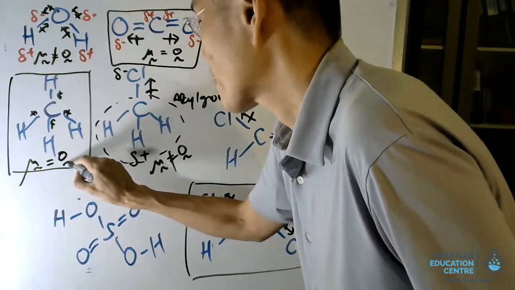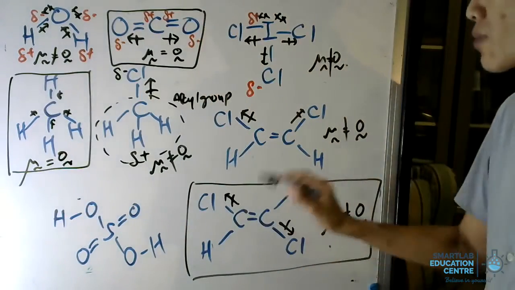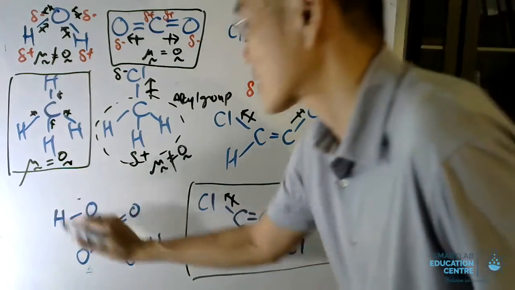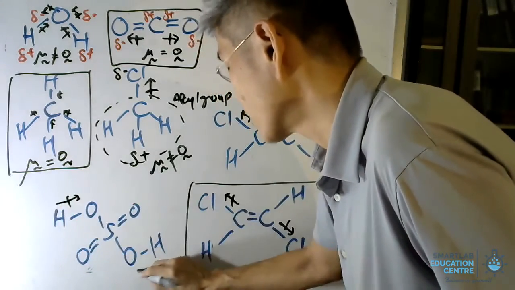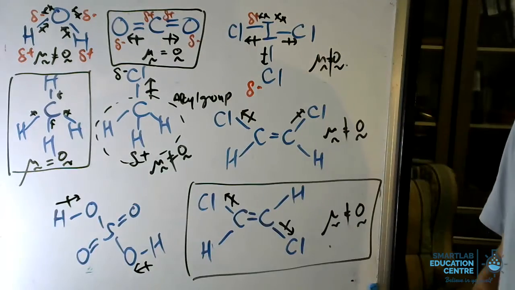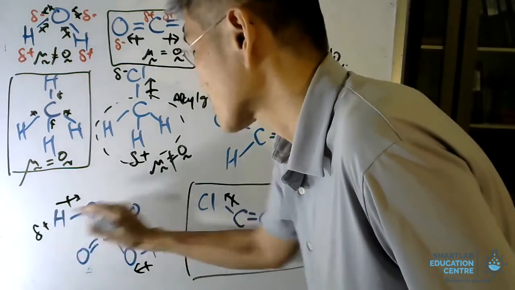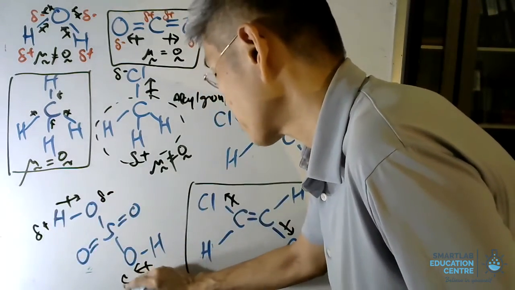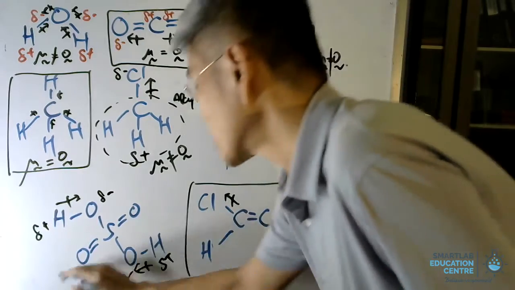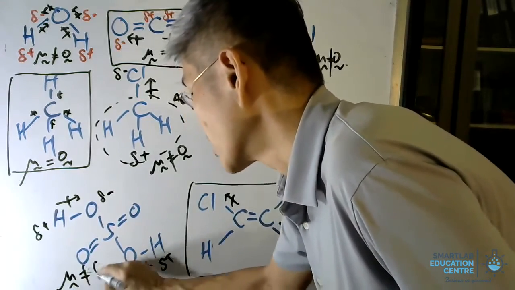Last but not least, we look at sulfuric acid. In the case of sulfuric acid, this will definitely result in the dipole moment towards O. So this is delta plus, delta minus, and delta minus, delta plus. So this molecule is definitely polar.